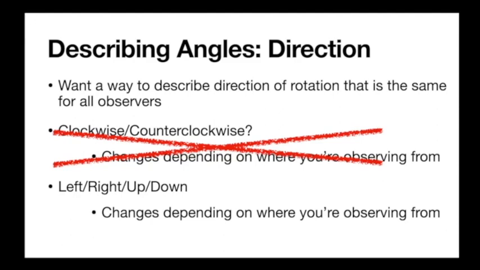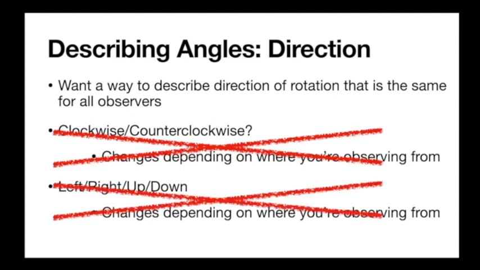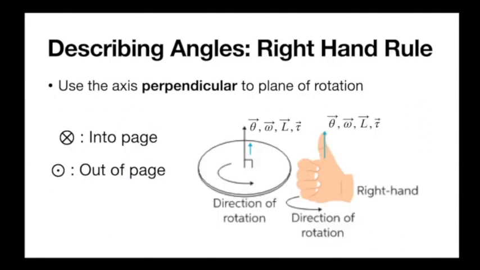So what I mean to say with this is we can't just pick a piece of the object that's moving and attach the direction of rotation to that, because it's always changing and it's just not consistent. How do we know what part of an object to pick? I don't know, it's no good. So we need something new to describe the direction of rotation that's the same for all observers, and it turns out that the right hand rule gives us a way to do that.